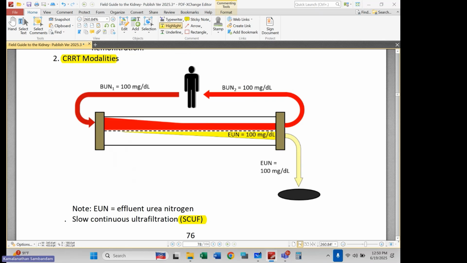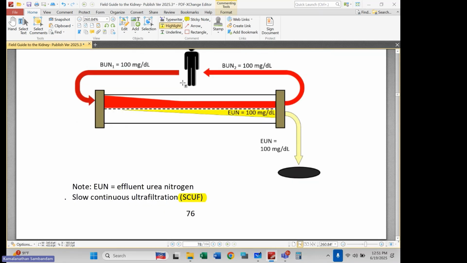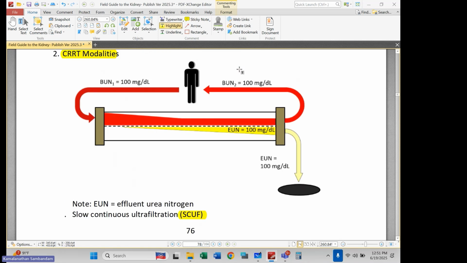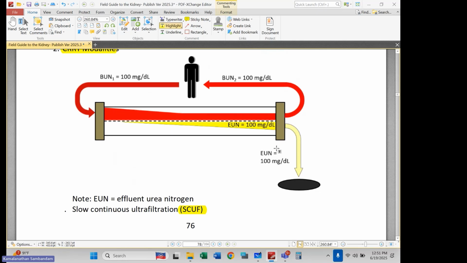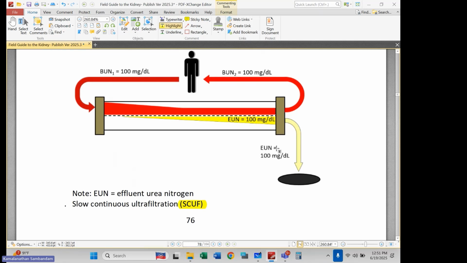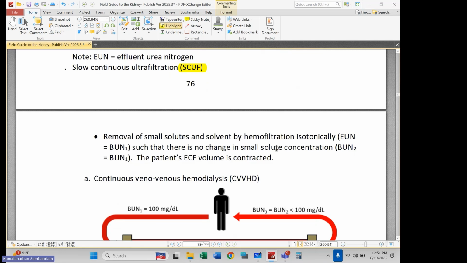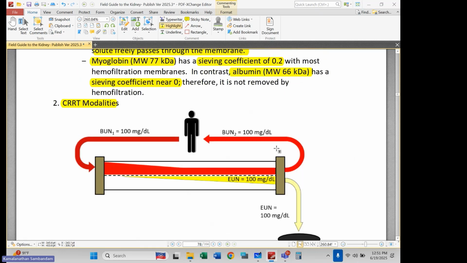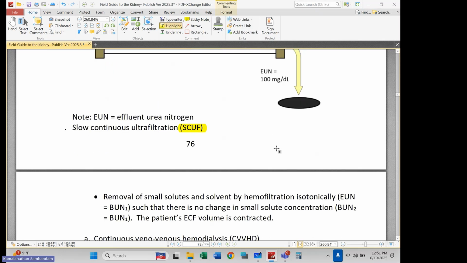Therefore, the patient shrinks, they lose extracellular fluid volume, but their small solute concentrations of urea, potassium, sodium, creatinine, none of these change. You can therefore see what is happening to the patient's intrinsic kidney function while on SCUF. SCUF will not scramble your labs. You can still see what is happening with the patient's native kidney function while on SCUF. This would be used for removal of extracellular volume excess, okay?